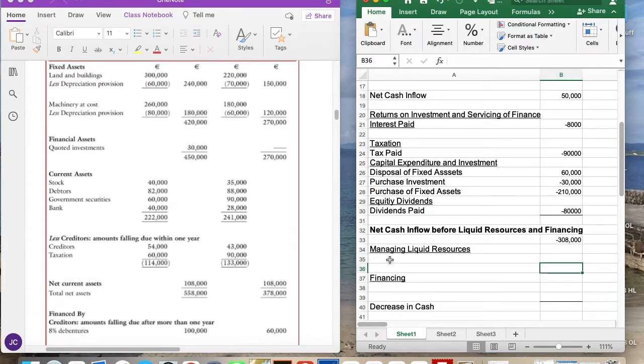Mainly it's financing, but we start off with managing liquid resources. So did we move money from our cash account, our bank account in this case, so this question is bank, did we move money from our main bank account into any other type of bank account? In this case we had government securities. So government securities are bonds, so this is money that we give to the government and they give us interest every year, and it's tax-free as an incentive. So we had 90 grand in government securities before. Now we've got 60. So that means we got 30 grand for cashing in our securities.